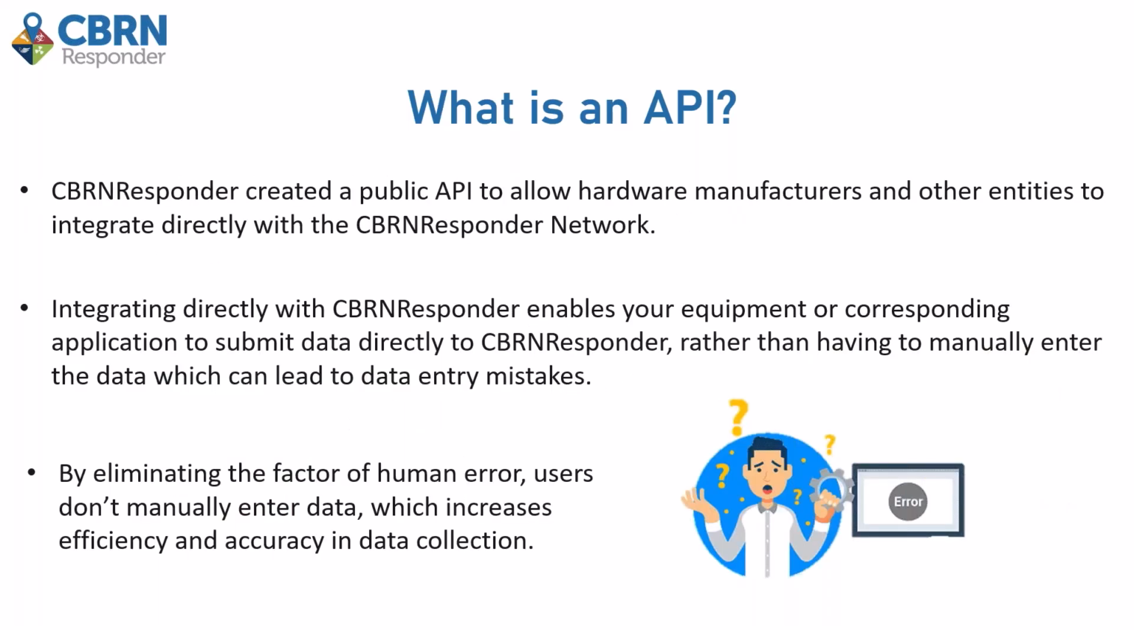So we wanted to create an API for all of our CBRNResponder users. That way you take out that probability that there may be some human error. So integrating directly with CBRNResponder, your equipment and the corresponding application is just going to directly submit that data. So again, this is going to decrease the probability of those data entry mistakes that you may have. And with this, we are looking to eliminate that factor, again, of human error.